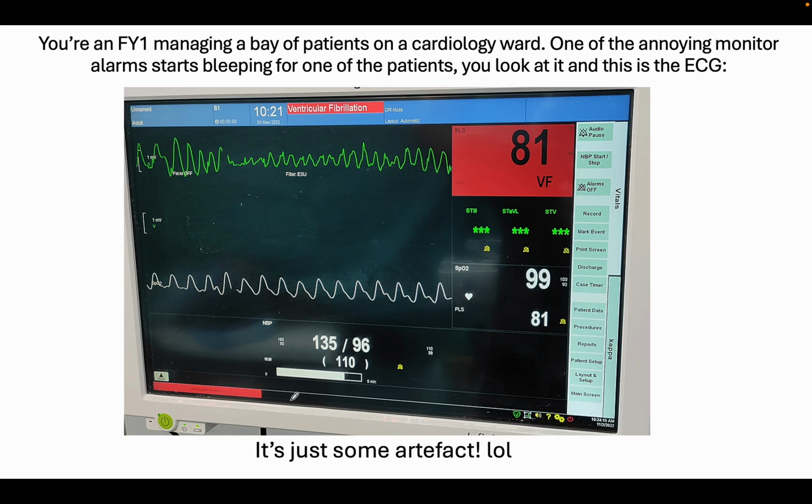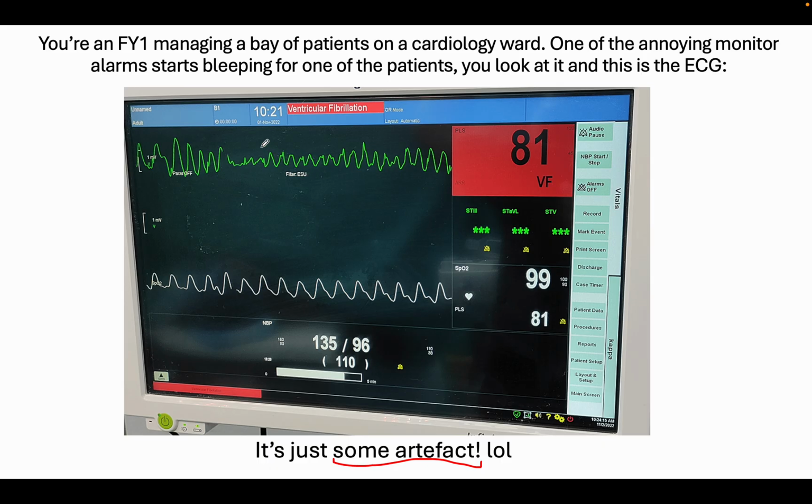So sorry if anyone said VF, even though the monitor is kind of screaming VF, and I did say VF did look like a bunch of scribbles. However, this is just some artifact which will likely catch a lot of people out. Well done if you didn't get caught out by it.